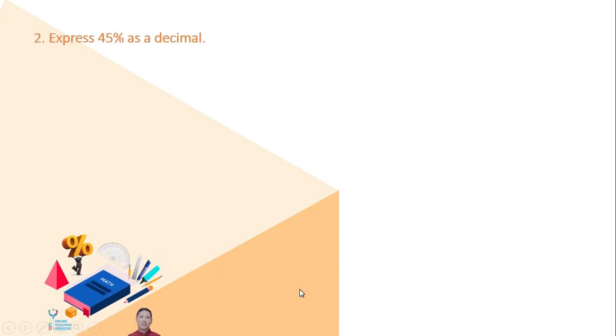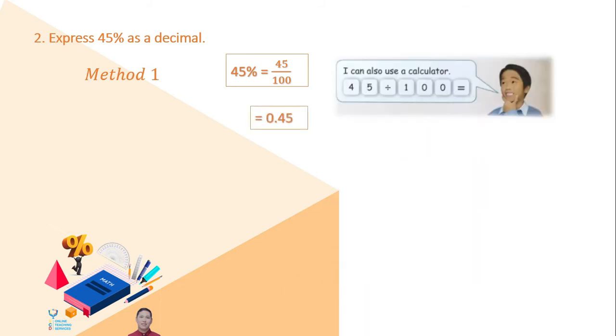Now let's take another example. We have example number 2. Express 45% as a decimal. So the first method that we can use is 45% is equivalent to 45 all over 100. If we are going to use our calculator, then we can divide 45 by 100, and that gives us 0.45.